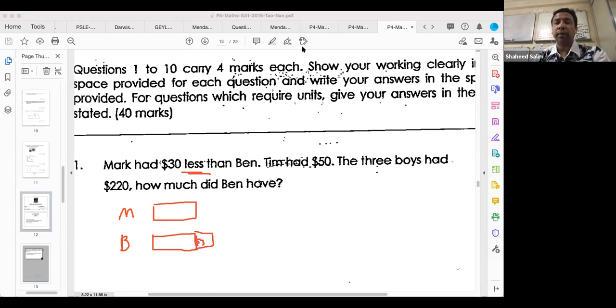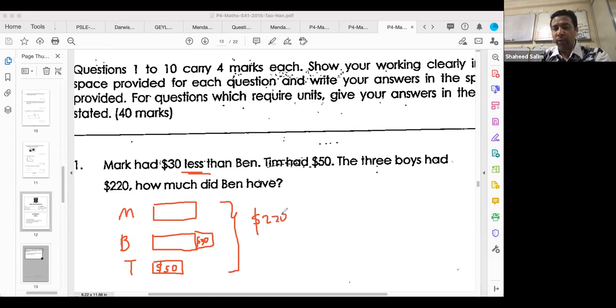Okay, I'll make it. Okay, down here, $30. Now there's one more person, Tim. Now for Tim's case, he has $50. We know that. 50 here. Okay. Now the whole thing, all of them have 220.